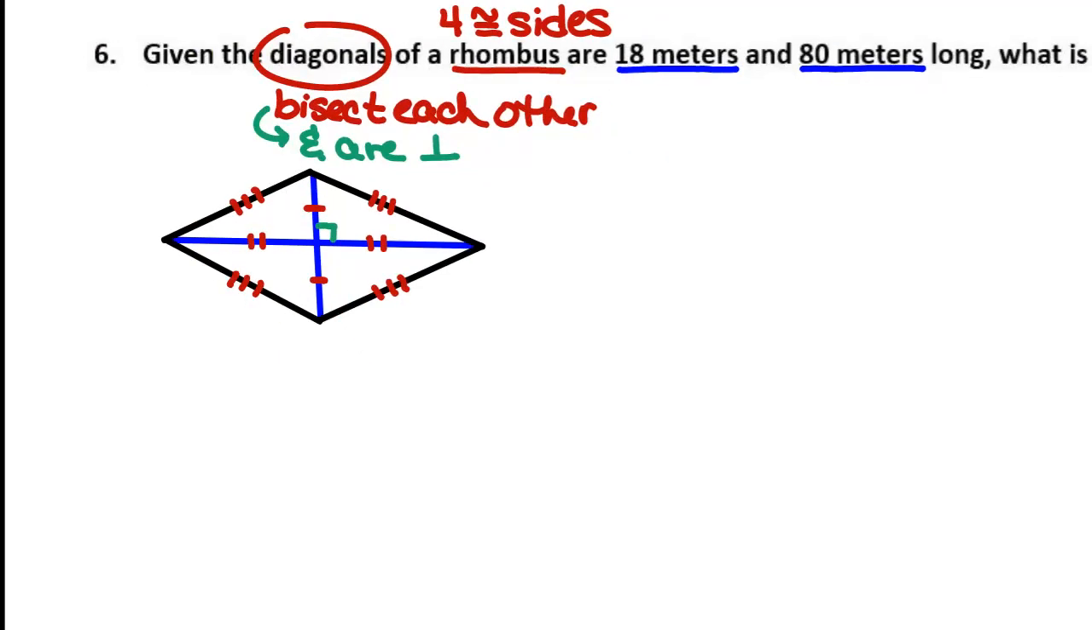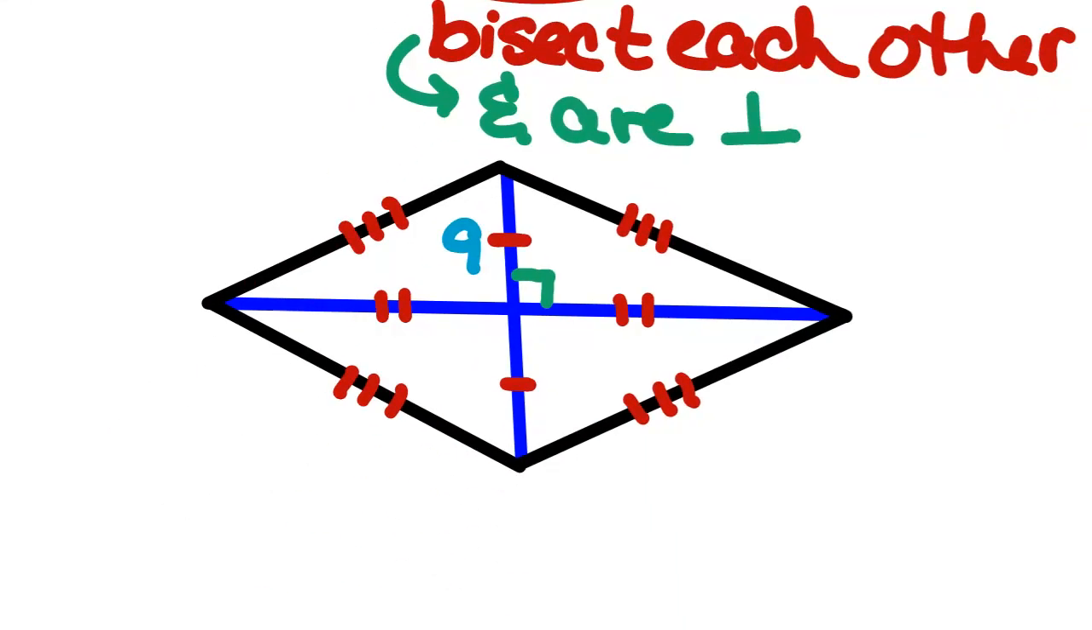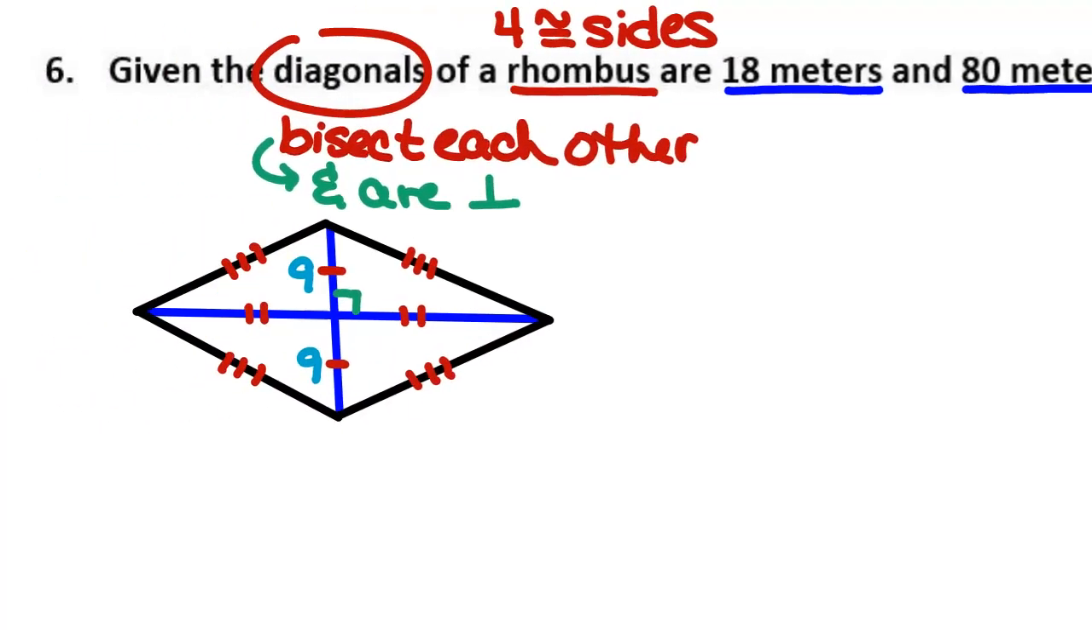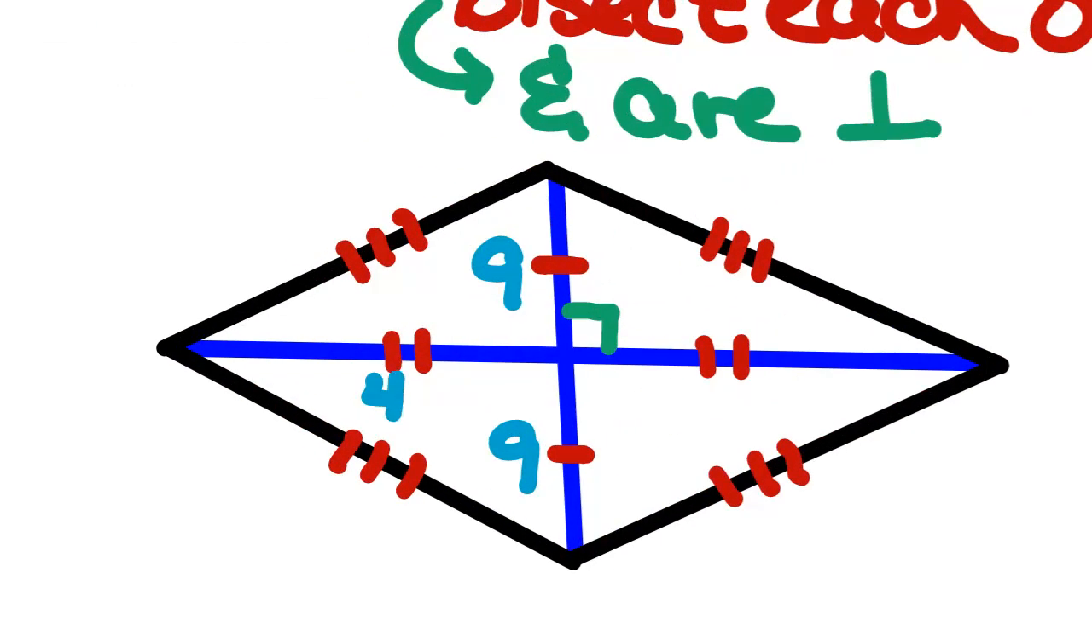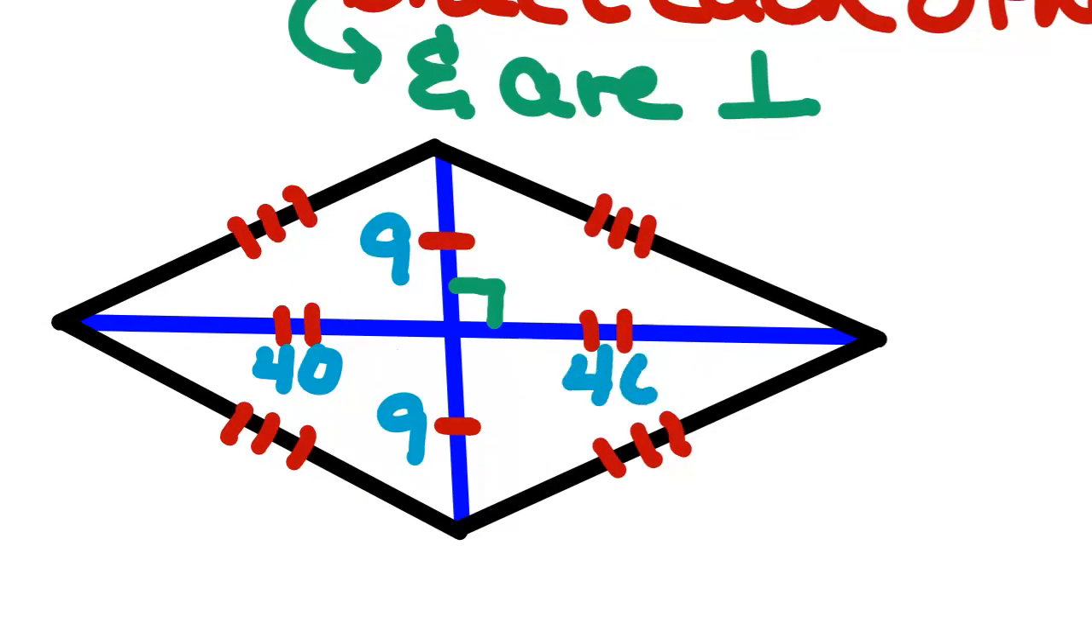These diagonals are 18 meters and 80 meters long, and you told me that the diagonals are bisecting each other. And bisect means what? To cut in half. So if this shorter diagonal right here is the one that is 18 meters, and it's being cut in half, how big is each half? 9. So the top part here is 9. The bottom part here is 9. The other diagonal is 80 meters long, so that would be this one. How big is each half of that? 40. 40 and 40.